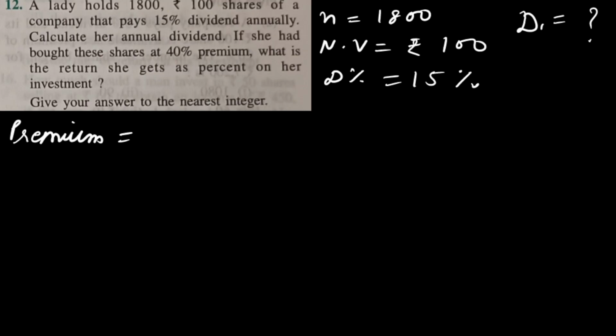Say two questions are there. Part by part we will do. See, first part, dividend we have to find. I'll be doing that one. Calculate her dividend. Then I'll read the next part.